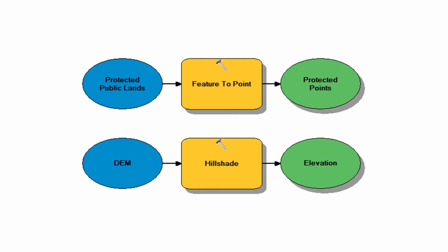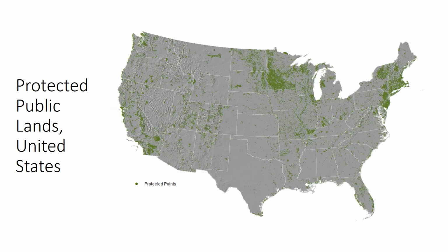First, I used the GIS hillshade tool to create a new elevation layer from the DEM layer. Then, I used the Feature to Point tool to create a layer showing points of protected public lands in the United States. This map conveys elevation overlaid by protected points. Many protected points are in areas with high elevation, which is the western United States.